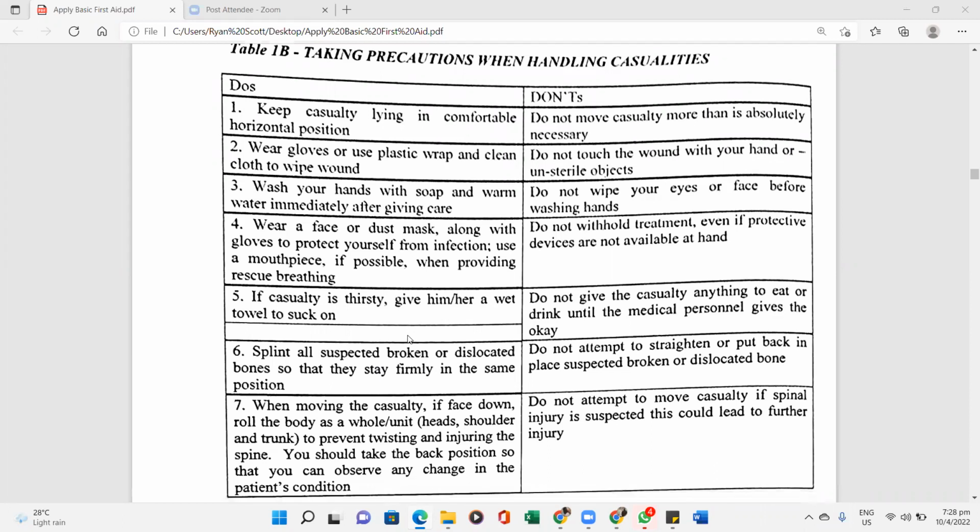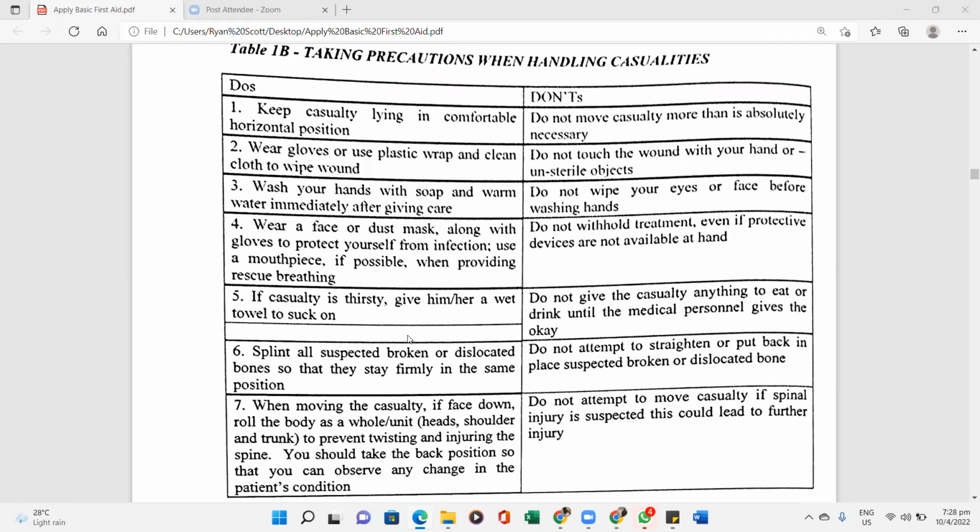It says if the casualty is thirsty, give him or her a wet towel to suck on. Do not give the casualty anything to eat or drink until medical personnel say it's okay. So not even water. You should give them nothing at all until the doctor comes.